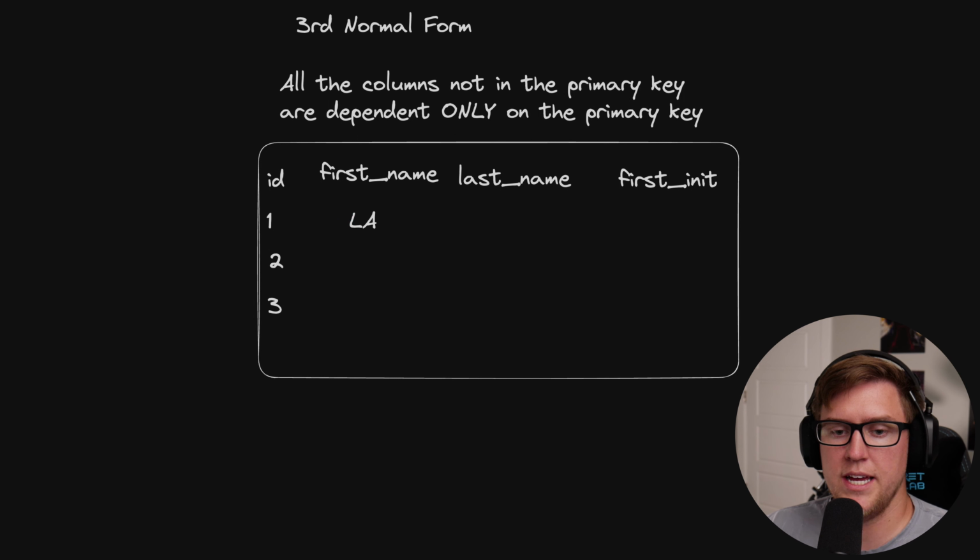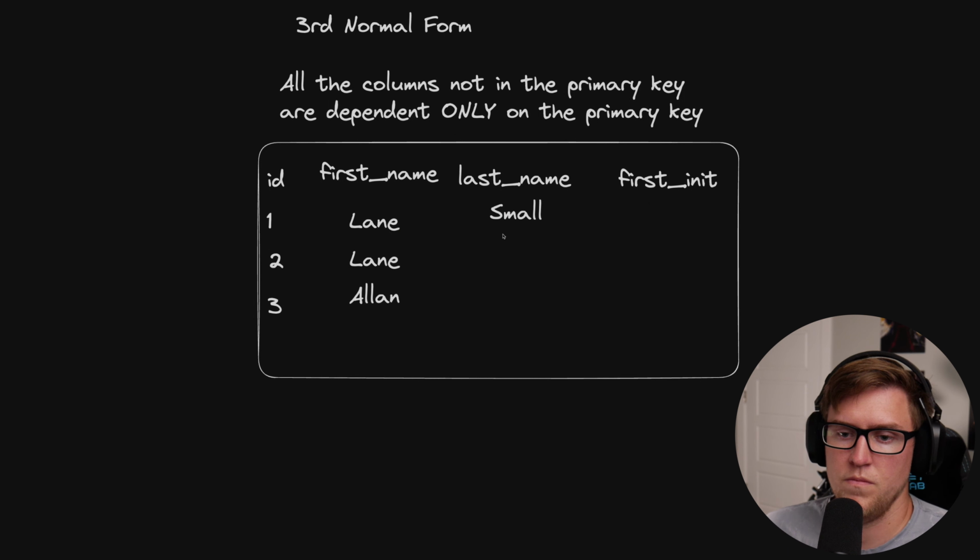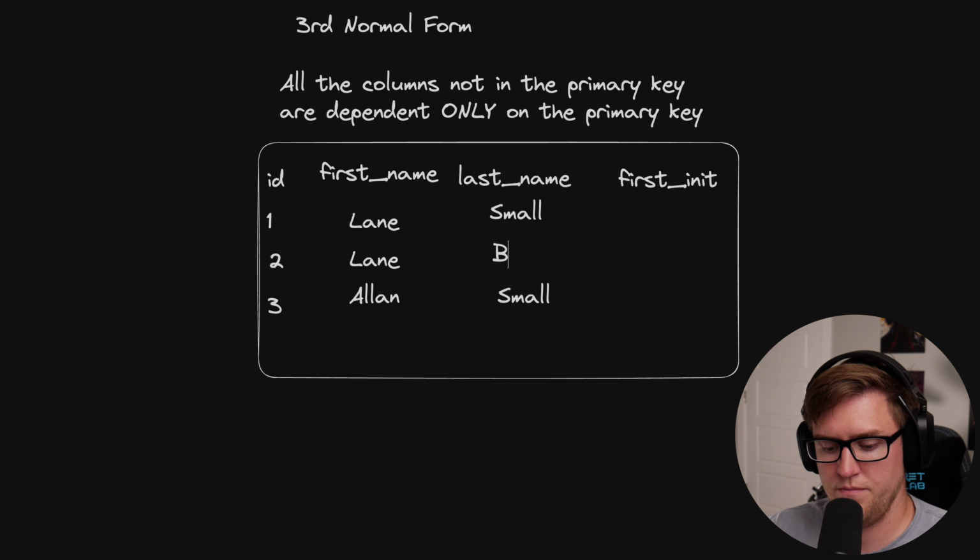Okay. And then let's add some data. So we need two Lanes. Lane, do Allen again. And we'll do Small, and we'll do Brewer in the middle.